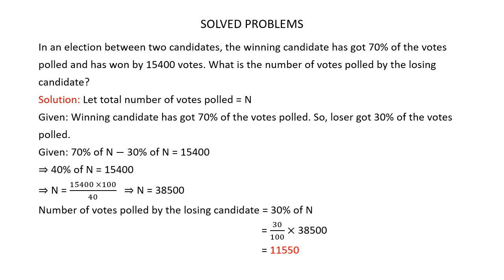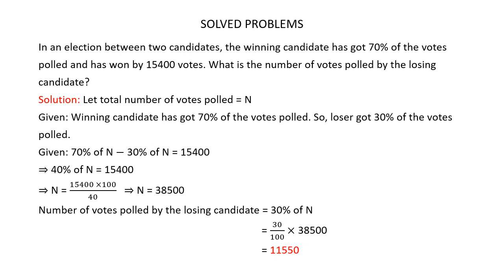Which means 40 divided by 100 multiplied by n is equal to 15,400. On cross multiplication, we get n is equal to 15,400 multiplied by 100 divided by 40. On solving this, we get n is equal to 38,500. So the total number of votes polled in the election is 38,500.